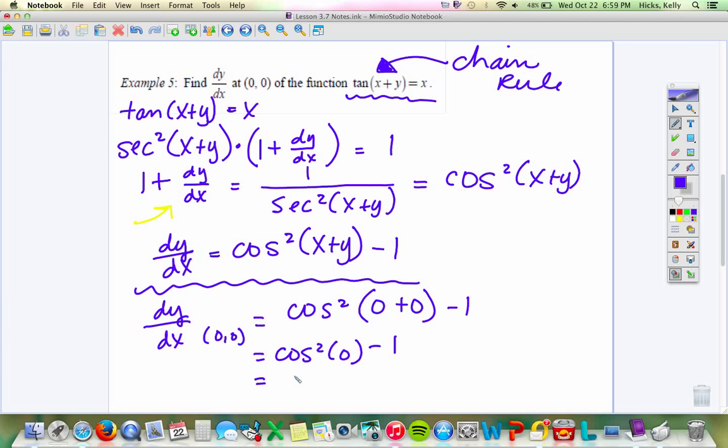I'm waiting on you to say it. Okay, I'm going to assume you did it right. It's 1. So we get 1 squared minus 1. Final answer, dy/dx equals 0. The slope of tangent (x plus y) equals x at (0, 0) is 0.